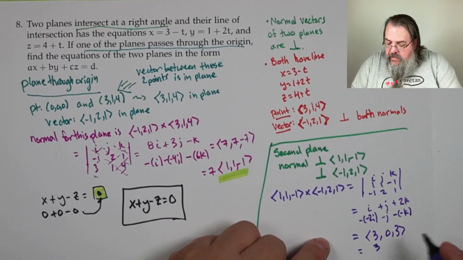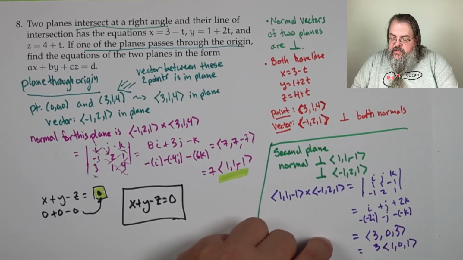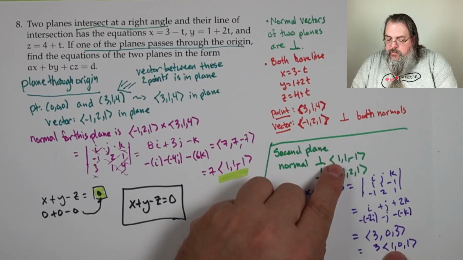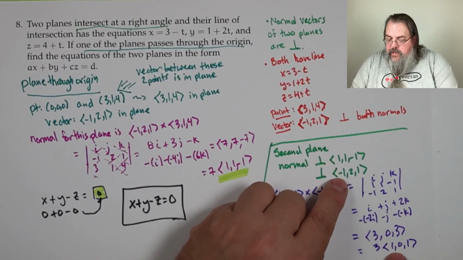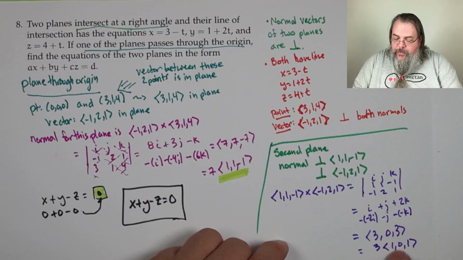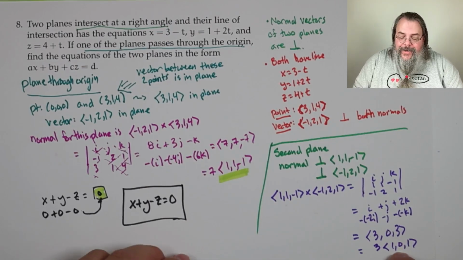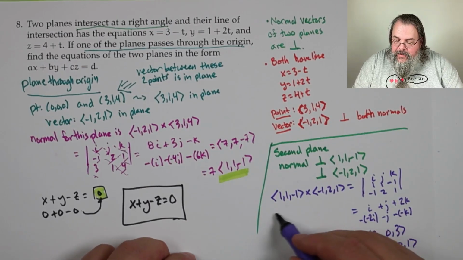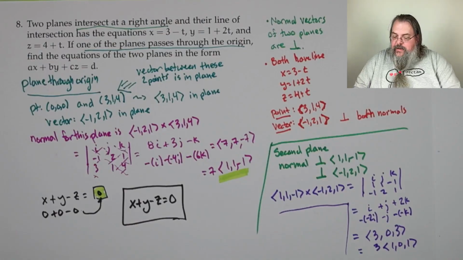Let's make sure we can see that. 3 times (1, 0, 1). Well, let's quickly check. 1 plus 0 minus 1, 0. Minus 1 plus 0 plus 1 is 0. Good. So now we have our other normal vector, right? The normal vector for the second plane, so we can write down our equation.